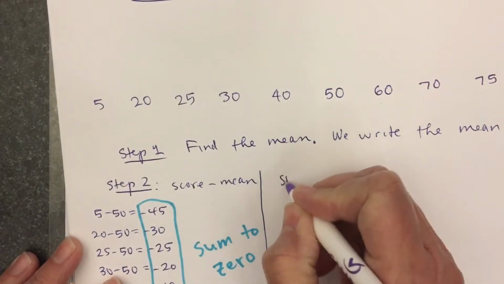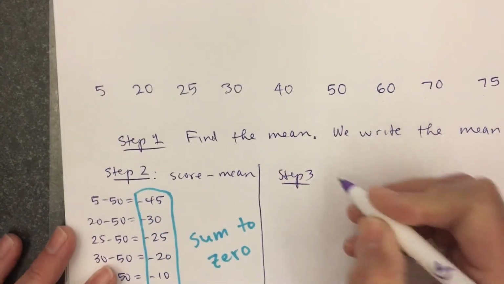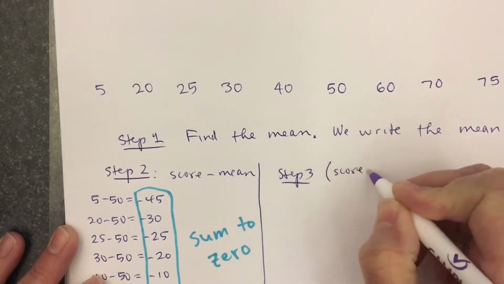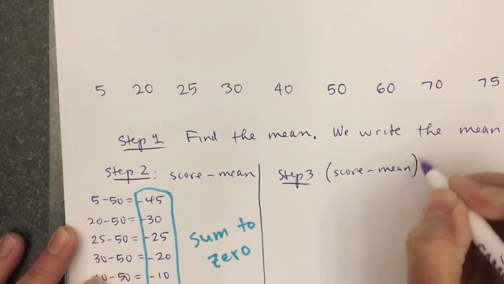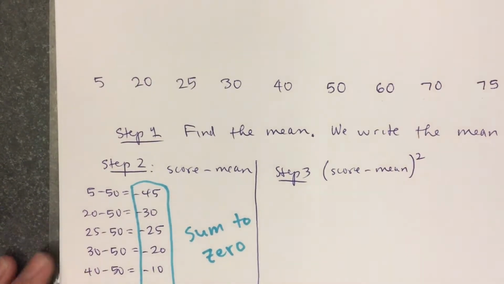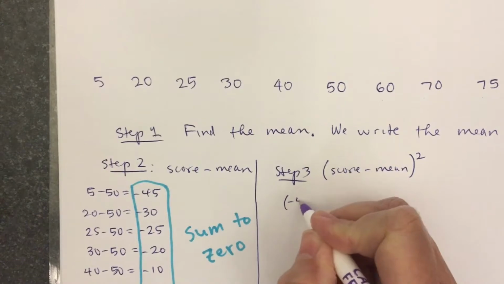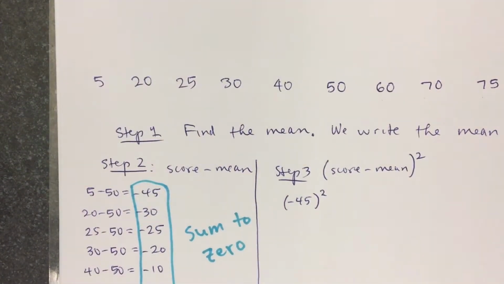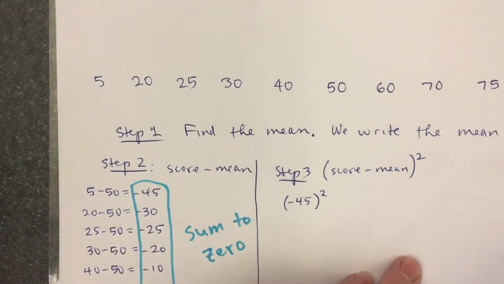For step 3 in my calculation, we're going to take the numbers from step 2 and square them. Score minus mean, and square it. The first one would be -45 squared. I'll make a little comment about this. I'm going to go to a new sheet of paper for this.